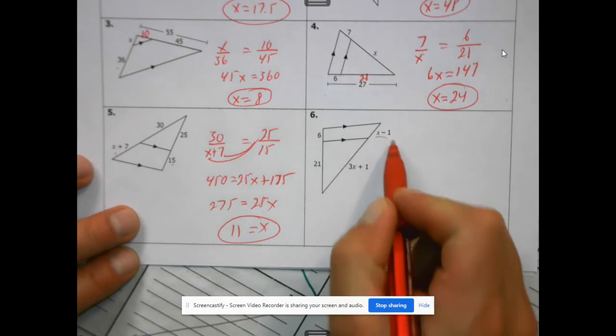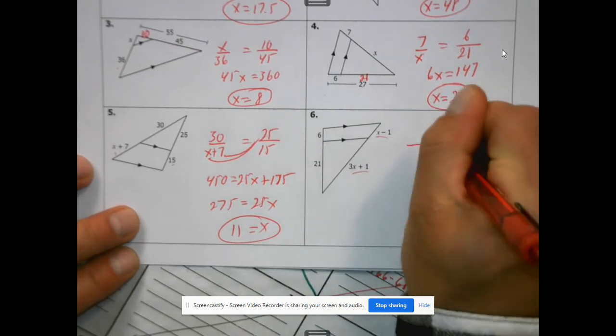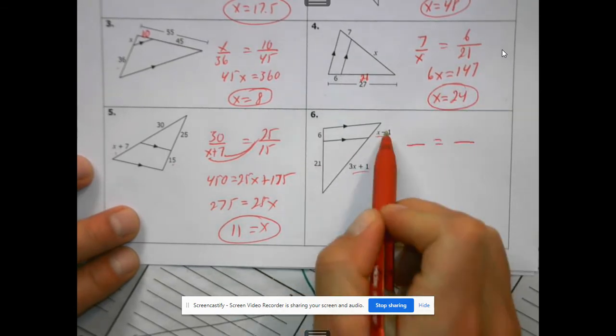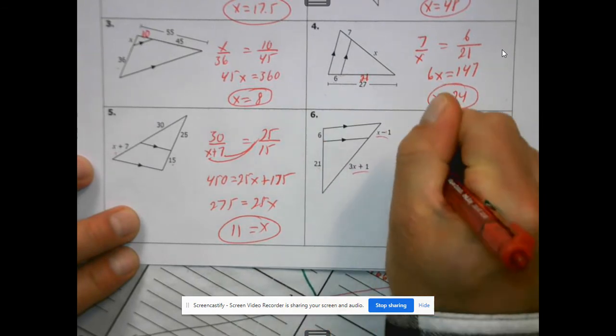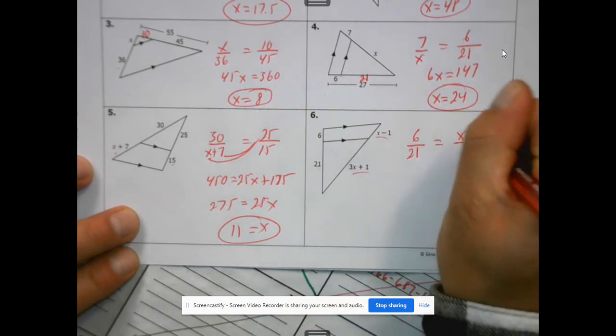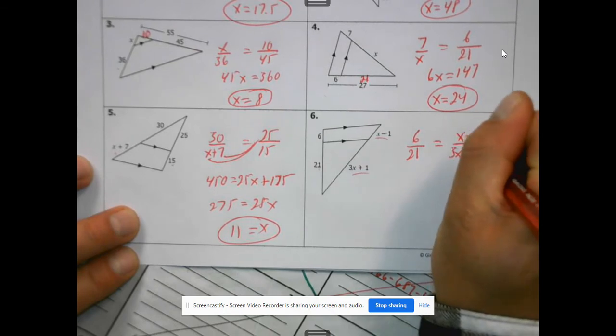Some algebra. You got 2 expressions to work with again. Set your proportion up. Let's go top down, top down. Let's go 6 over 21 equals x minus 1 over 3x plus 1.